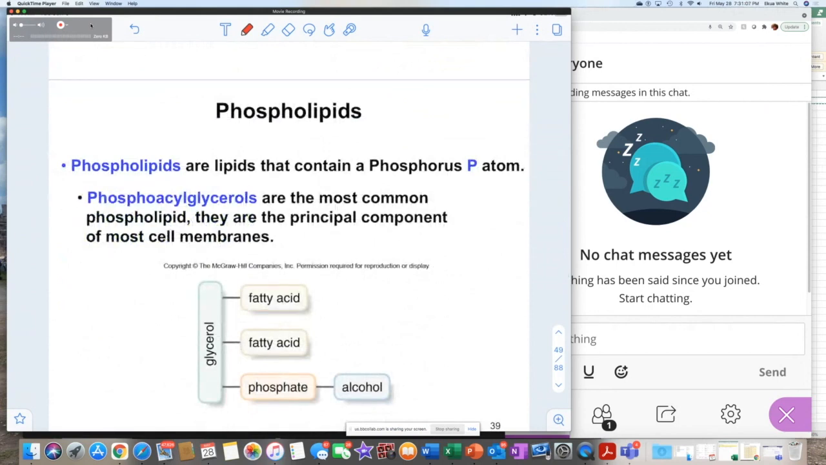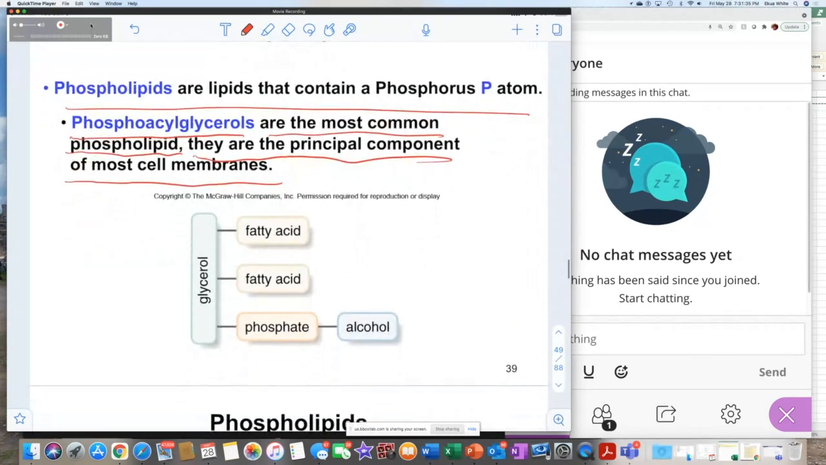Okay, now we're done with soap and we're moving on to your body. Phospholipids. So phospholipids are lipids that contain phosphorus atom, P. Phospholipids are an important component of your cell membrane. Phosphoacylglycerols are the most common phospholipids, and they are a principal component of most cell membranes in animals and plants. So essentially here we're told the cell membrane is the skin of the cell. It's kind of a paraphrase, very weak way of presenting that.